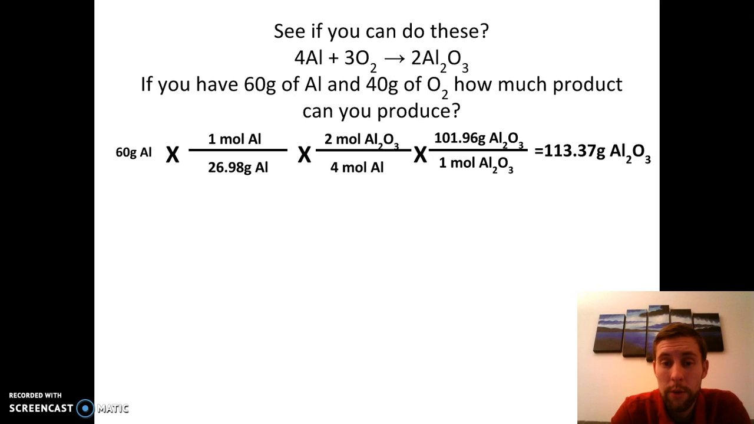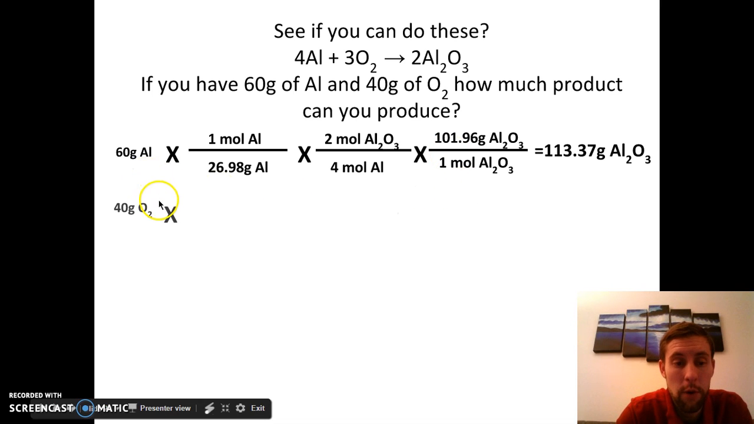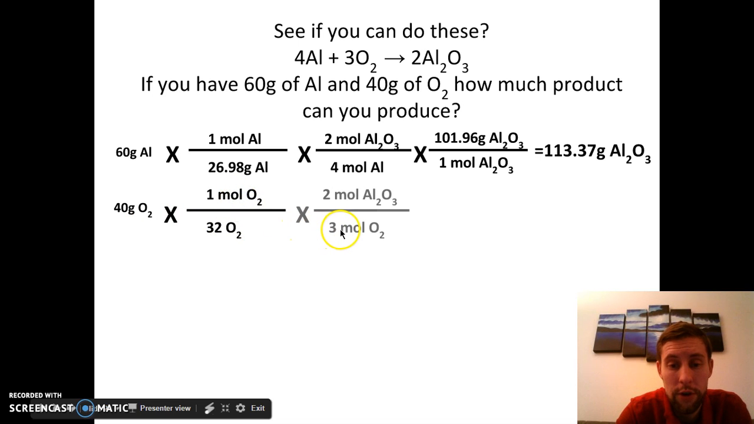Maybe, but we don't know because we have to do the other part, which is doing the 40 grams of oxygen. Same idea. We'll do this one a little bit faster. 40 grams of oxygen, cancel grams, go to moles. It's 32 because it's O2. So 32 grams into 1 mole. Mole ratio, there's 3 O2s for every 2 aluminum oxides.